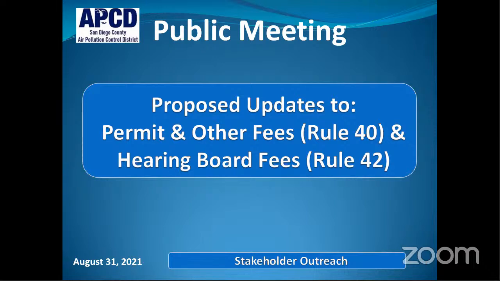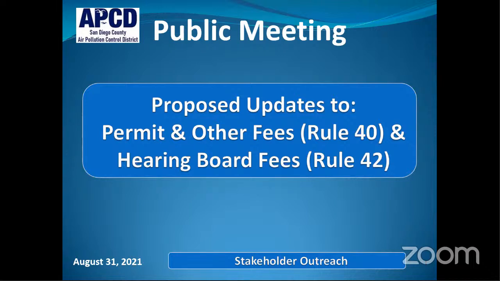The APCD recently completed a cost recovery analysis, including a review of the district's current services, costs, and revenues to determine the annual deficit. On May 21st, 2021, the governing board adopted a cost recovery plan to begin to achieve full cost recovery between the next 3 to 5 years, per the completed analysis and study. And these fees are incorporated into the proposed changes to Rule 40 and 42.